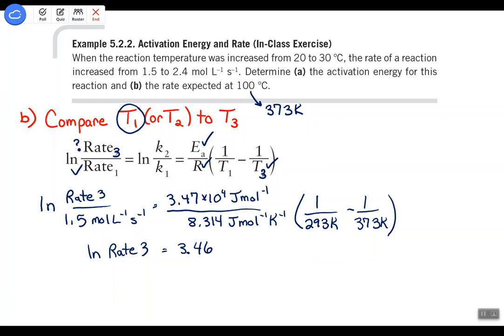Doing some math, I can isolate this to the ln of rate 3 equals 3.46. I'm going to take the e of both sides to be able to isolate the rate 3.